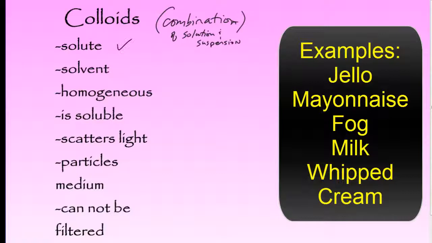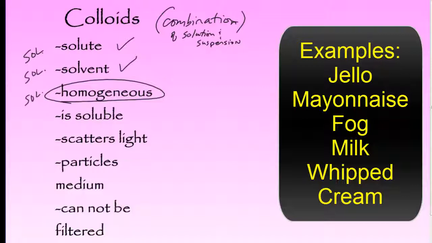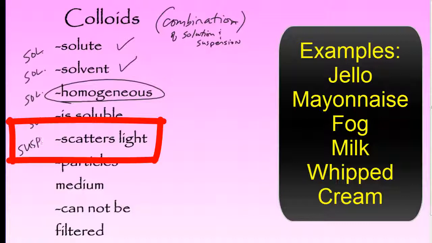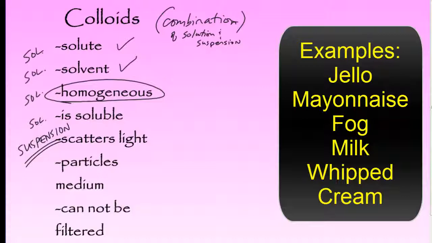The last category is colloids, and colloids are kind of a combination of a solution and a suspension. They're a combo because they do have a solute and a solvent. Remember, the solute dissolves into the solvent. They're homogeneous, kind of like a solution. So the solute and solvent are very much like solutions. Homogeneous is kind of like a solution. It can dissolve, it's soluble like a solution. But here's the only thing. It scatters light like a suspension. And that's what keeps it out of the category of a solution.